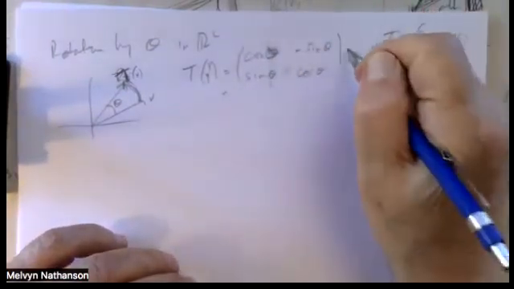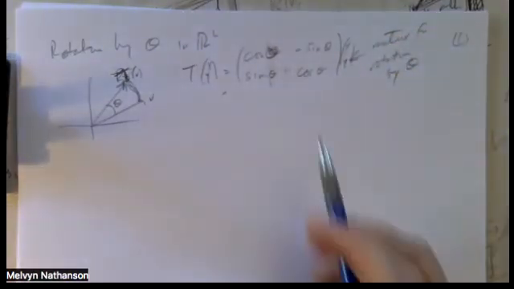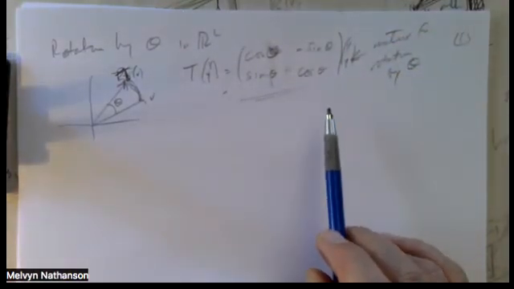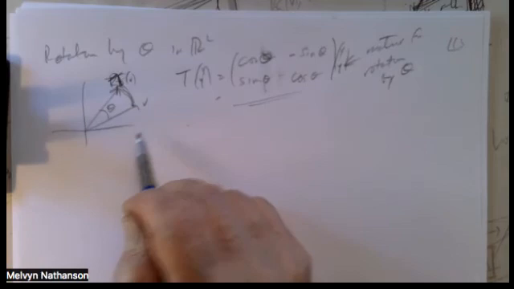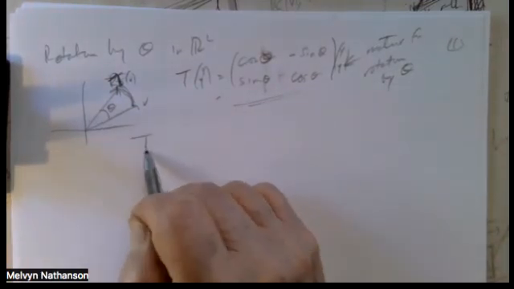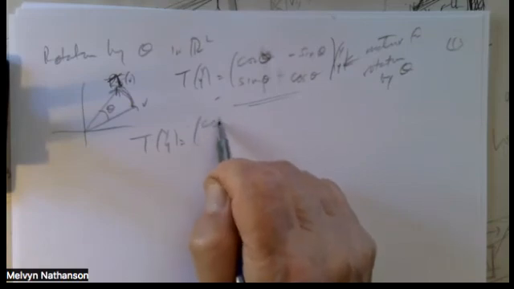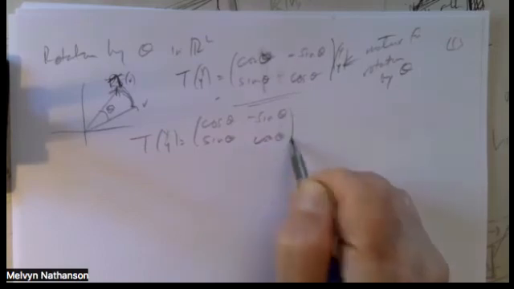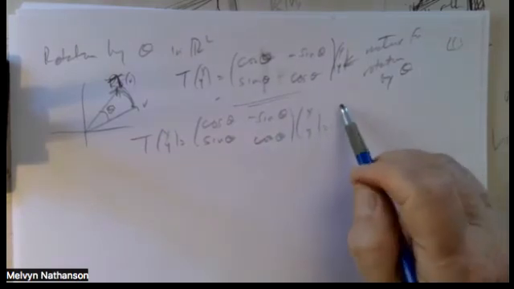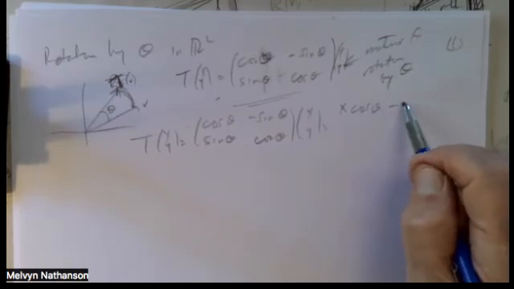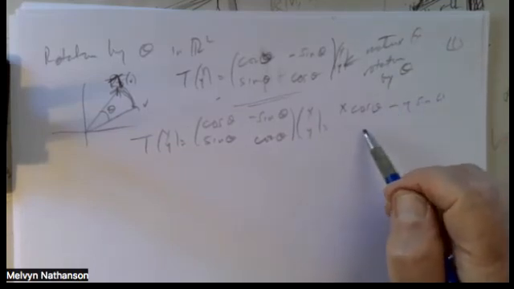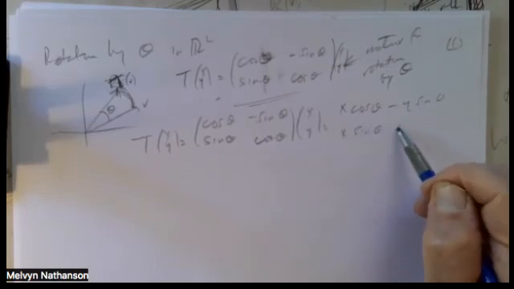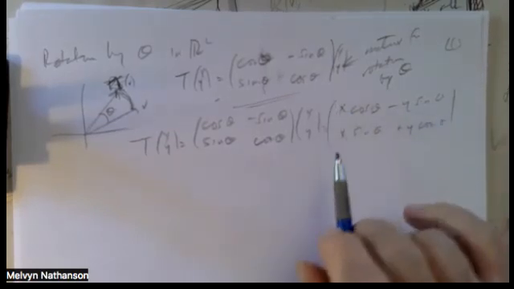Sine theta, sine theta. Right. This is the matrix for rotation by an angle theta. Let me just multiply this out. So T applied to (x, y) is the matrix [cosine theta, minus sine theta; sine theta, cosine theta] applied to (x, y). This is (x cosine theta minus y sine theta, x sine theta plus y cosine theta).